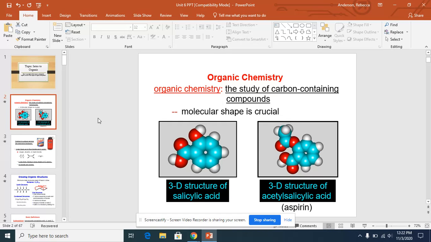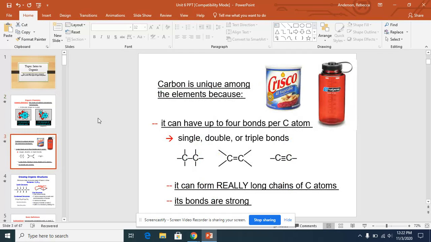The molecular shape is crucial because that shape is what gives it many properties, and you'll notice that as we go on through this unit. Carbon is unique among the elements for 3 reasons. It can have up to 4 bonds per carbon atom, which we talked about a lot when we were talking about different types of bonds, specifically covalent bonding and when we drew covalent bonds. Another interesting thing about carbon is it can form really long chains of carbon where there are tons of carbons in one compound. And the bonds are very strong.